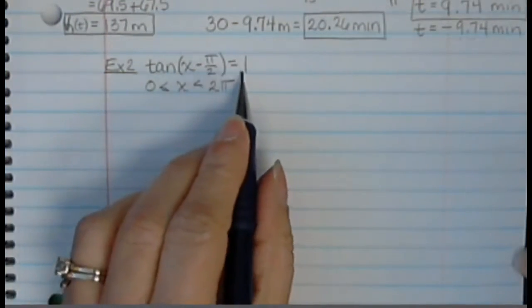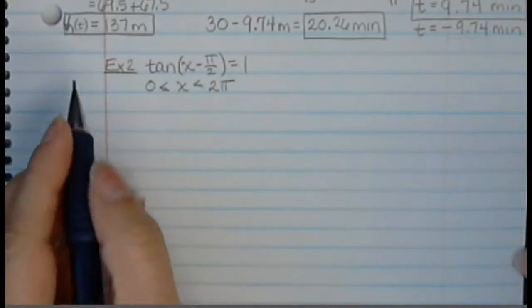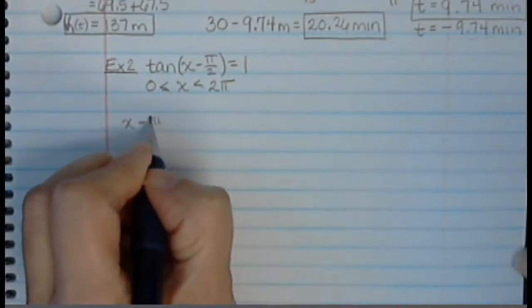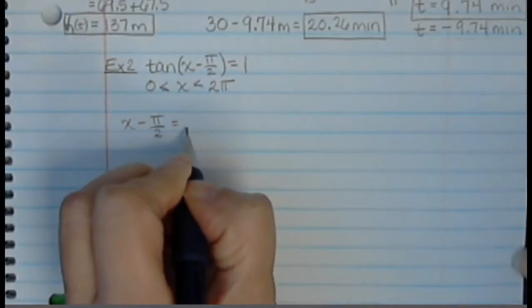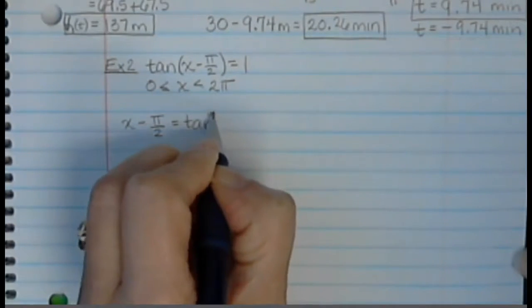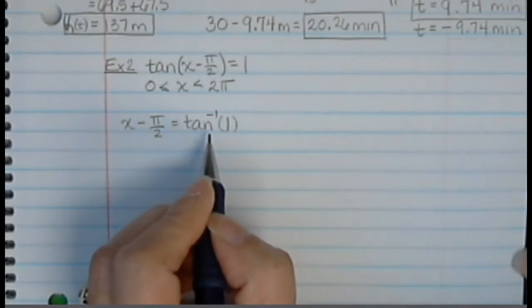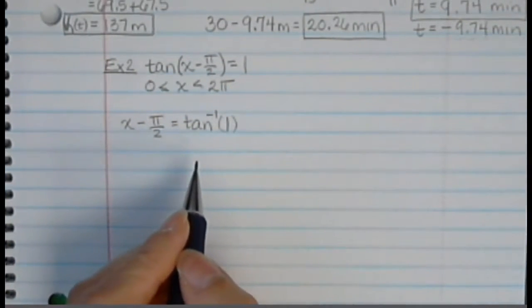So the first thing I'm going to do is take the inverse tangent of both sides. So when I take the inverse tangent on this side, I get x minus pi over 2. And over here, I get the inverse tangent of 1. Well, what is the inverse tangent of 1? And again, we can take a look at our unit circle.